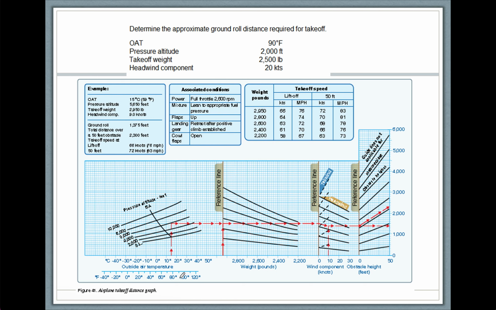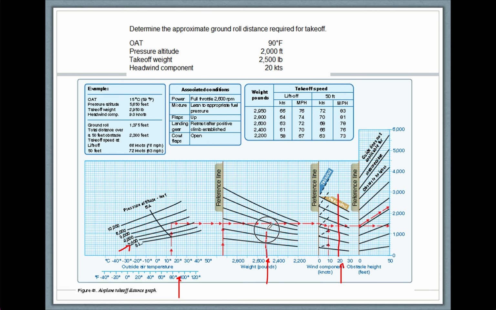We're at 90 degrees Fahrenheit, which is right there. We're at 2,000 feet pressure altitude, which is right there. We're at 2,500 pounds, which is this line right there. And we have a 20 knot headwind. Okay, so I'm just going to start from the back to the front. We need to intersect that line once we get there.